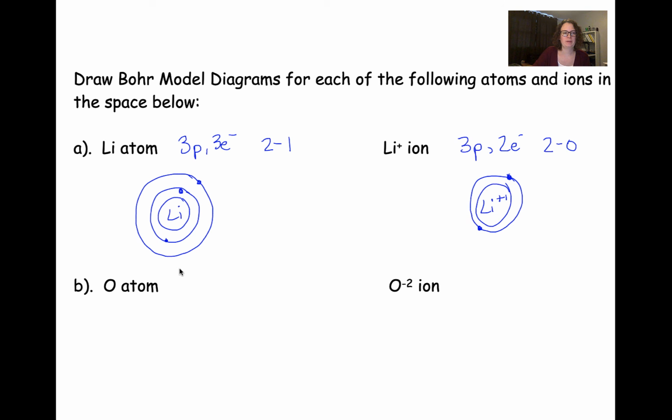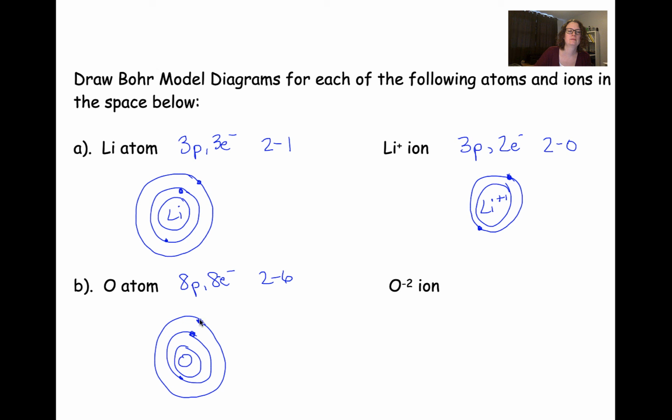I can do a similar thing for oxygen. Oxygen has 8 protons and 8 electrons. Its electron configuration is 2-6. So when I draw my Bohr model, I have 6 electrons in that n equals 2 principal energy level.